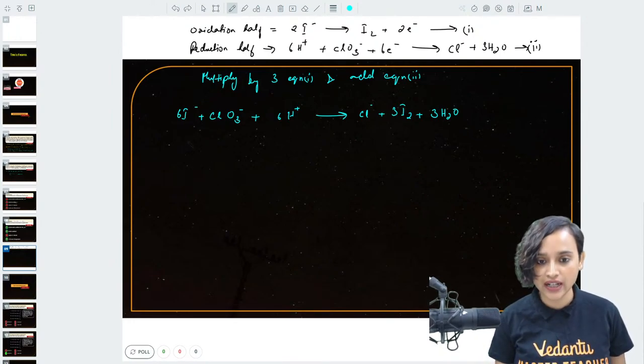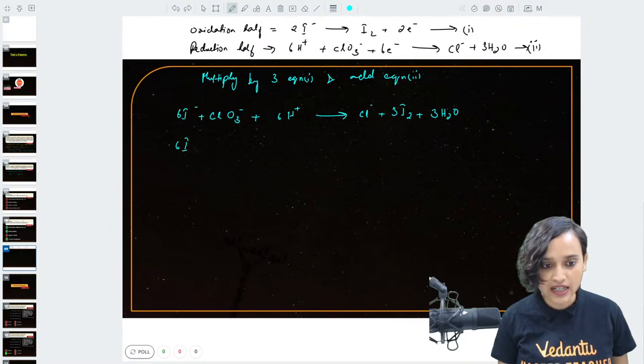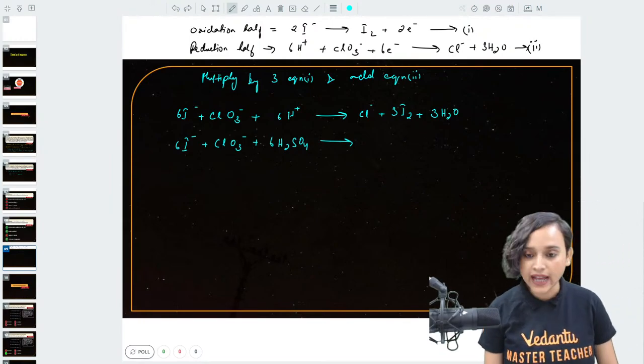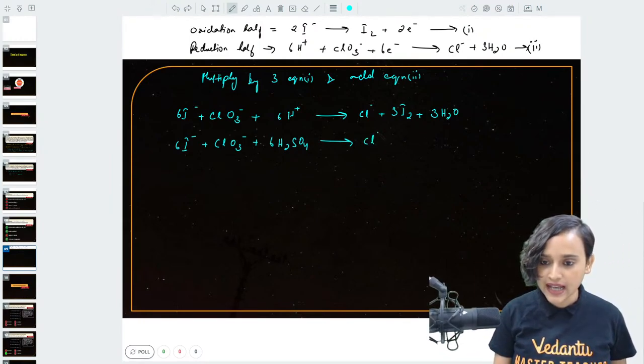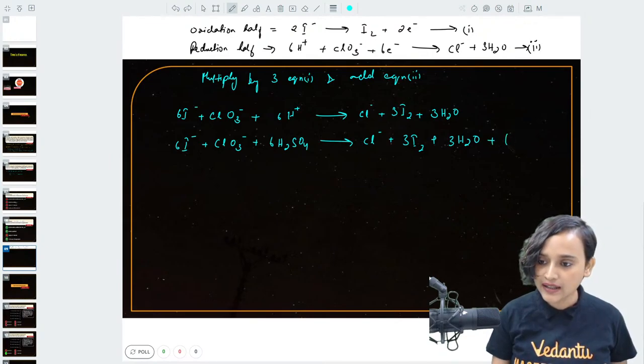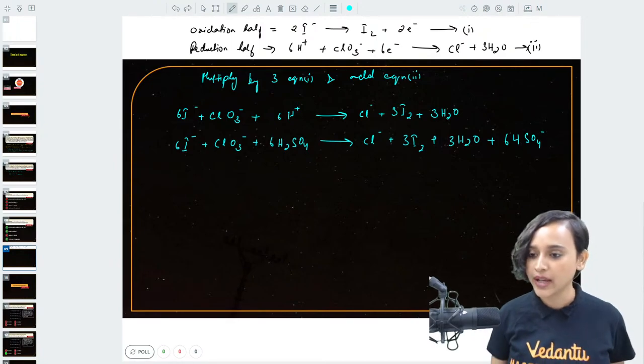6I minus plus ClO3 minus plus 6H2SO4, that's the case. And on the product side, we are getting 3I2 plus 3H2O plus 6HSO4 minus. Am I correct?